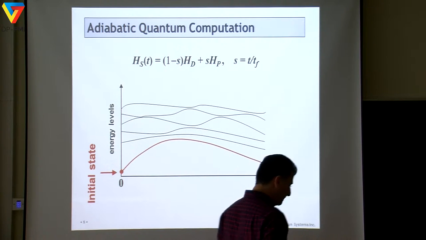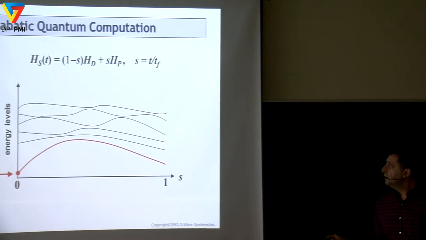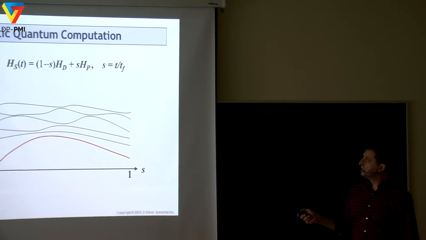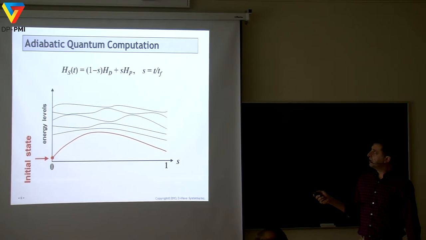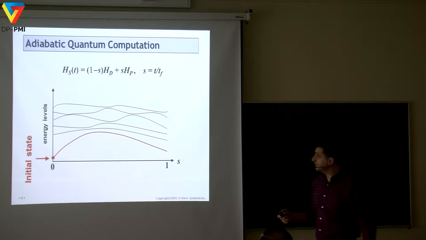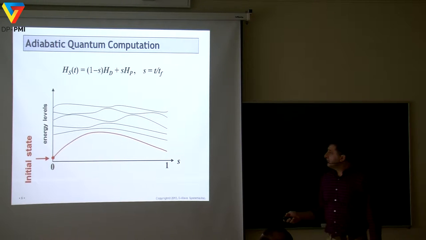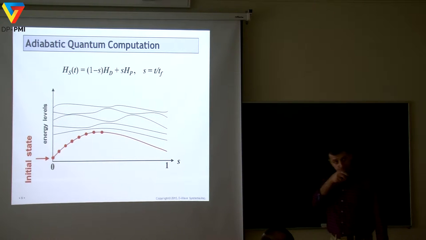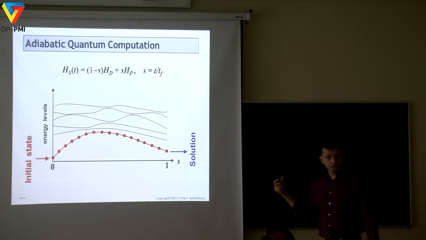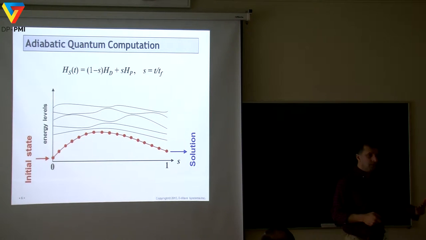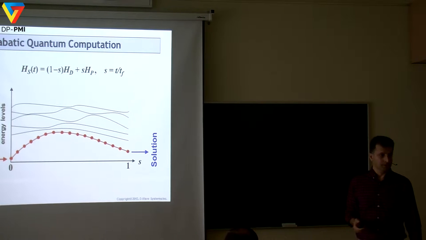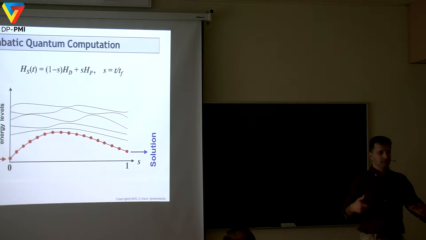The way adiabatic quantum computation works is you write a Hamiltonian that has some initial Hamiltonian when S is equal to zero. S is now time divided by the total time of evolution. You start your system in the ground state of the initial Hamiltonian, and you let S evolve from zero to one. At the end, if you are lucky and you stay in the ground state, you get to the ground state of the final Hamiltonian, which gives you the solution. So you design your system this way.